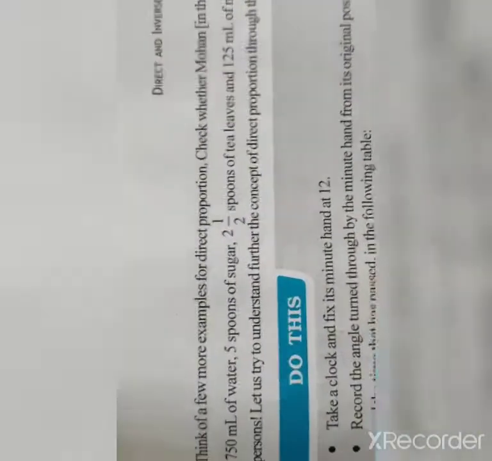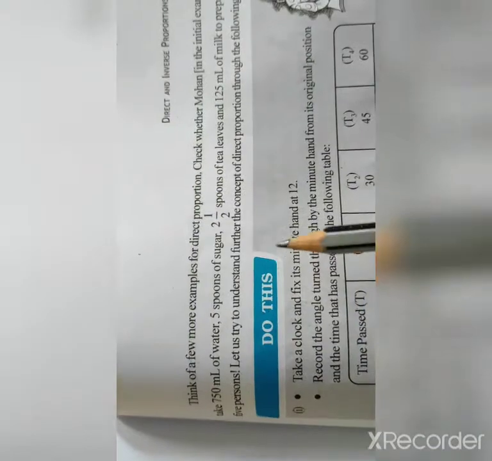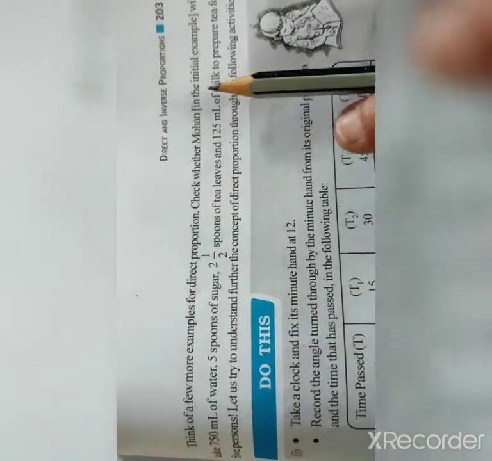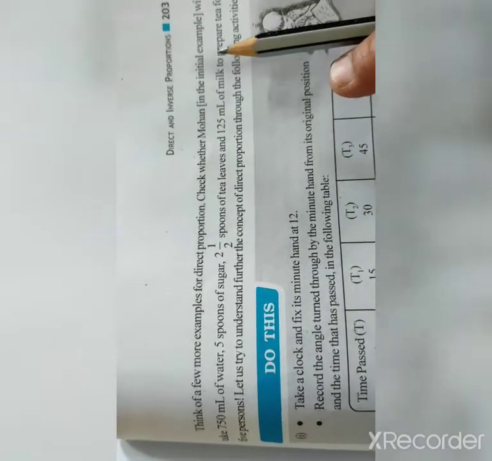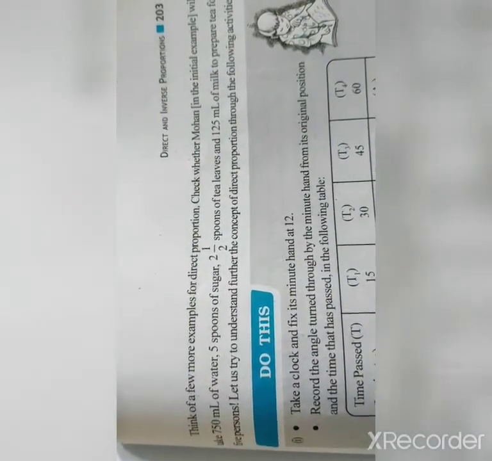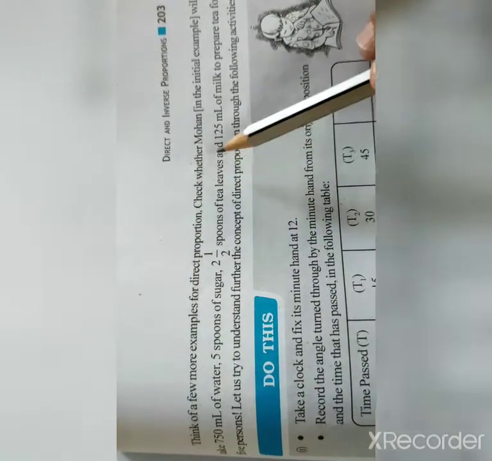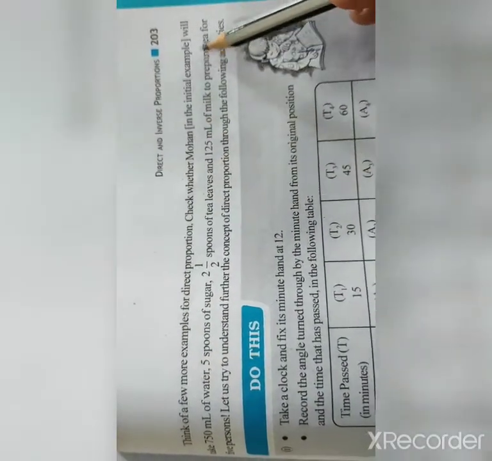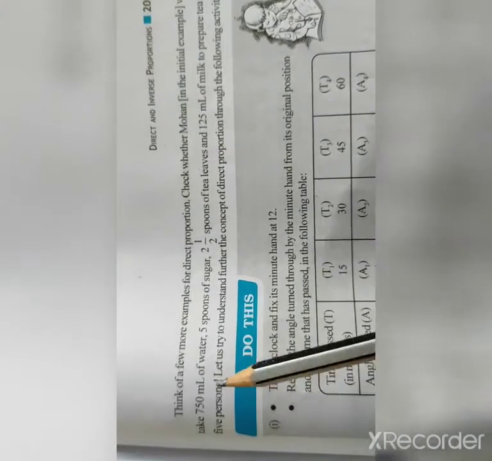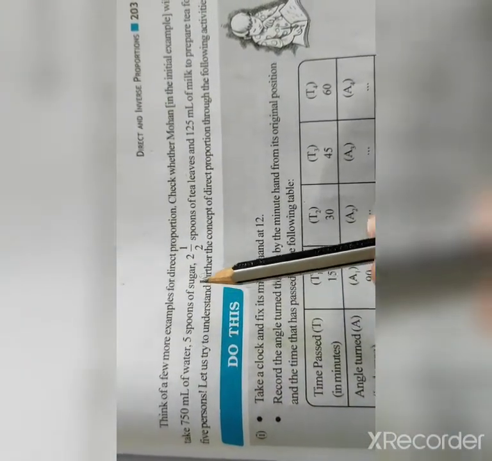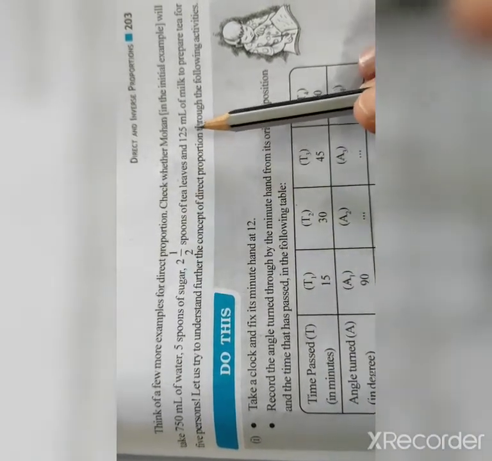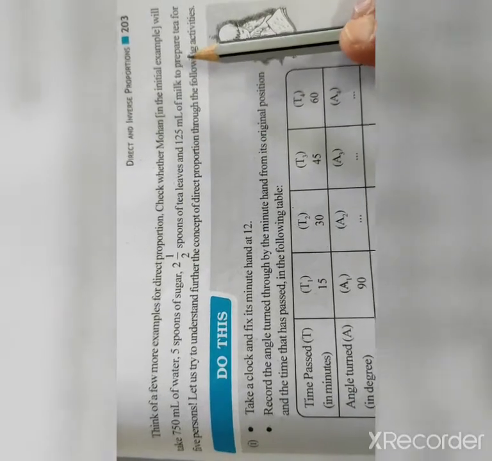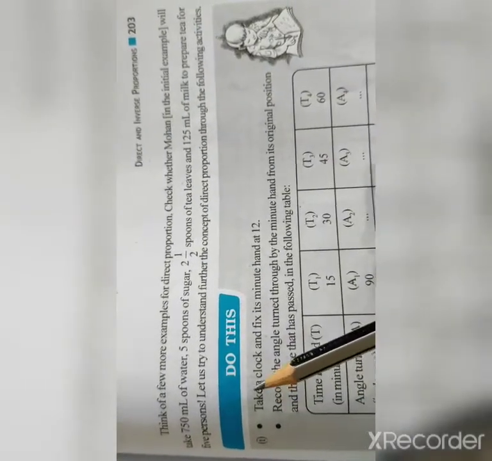Now see here, think of a few more examples of direct proportion. You can think easily. Other way, check whether Mohan in the initial example will take 750 milliliters of water. I already explained: 5 spoons of sugar, 2 into 1 upon 2 spoons of tea leaves, and 125 milliliters of milk to prepare tea for 5 persons.